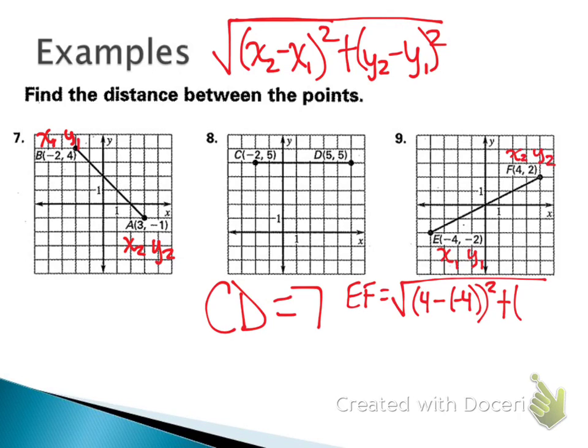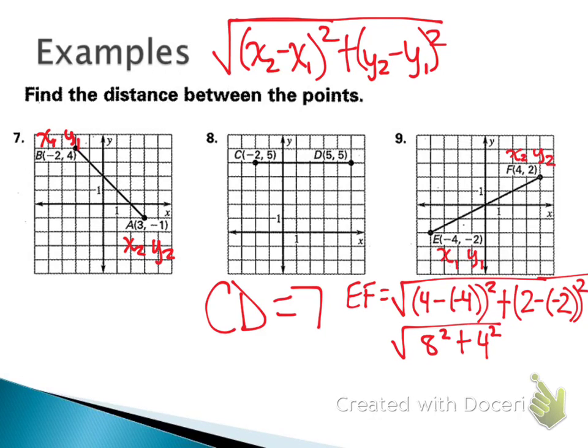Plus my y2, which is 2, minus my y1, which is negative 2. Again, that whole thing gets squared. Subtracting the negative is the same as adding a positive. So really I've got 4 plus 4, which is 8 squared, plus 2 plus 2, which is 4 squared.